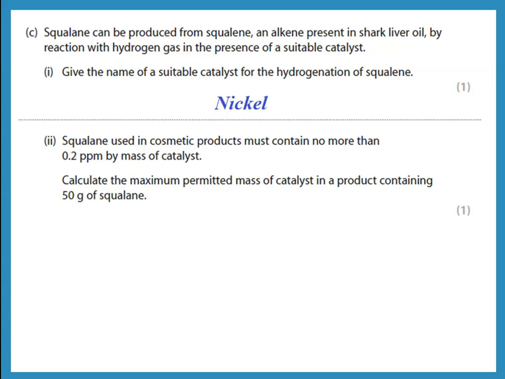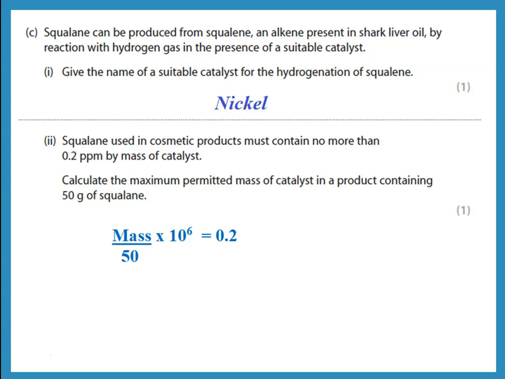Then he's saying squalane used in cosmetic products must contain no more than 0.2 parts per million by mass of catalyst. Calculate the maximum permitted mass of catalyst in a product containing 50 grams of squalane. Again, how do we calculate parts per million? You should remember the mass of something over the total mass, which is 50 grams of the squalane, times 10 to the 6, that would give you the number in parts per million.